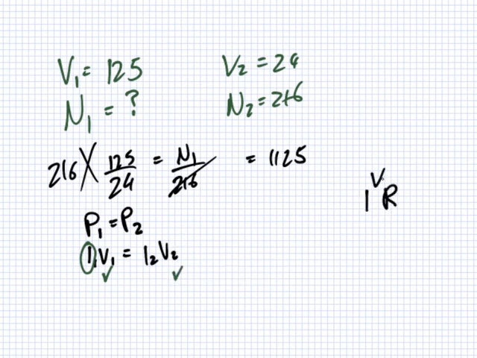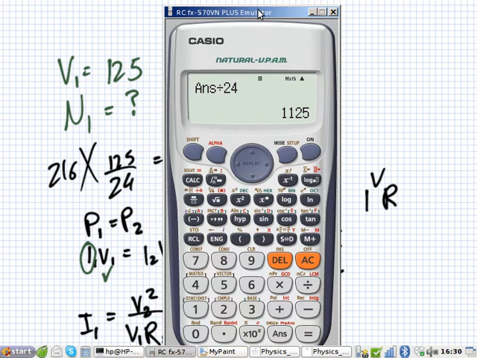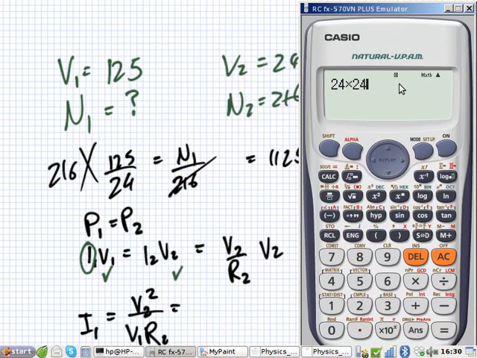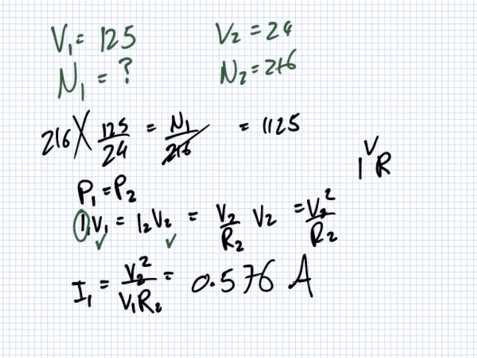We can do V squared over R. So I is V over R. So this is V2 over R2, times V2, which is V2 squared over R. So that means I1 finally is V2 squared over V1 R, because I just divide that underneath. So what is V2 here? 24. 24 times 24 divided by 125 divided by 8, and you get 0.576 amps. A little, but not unreasonably bad, I don't think.